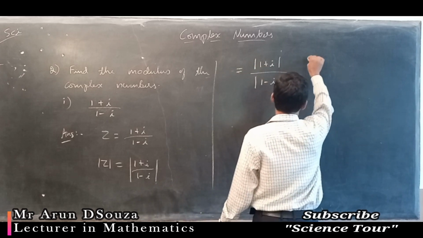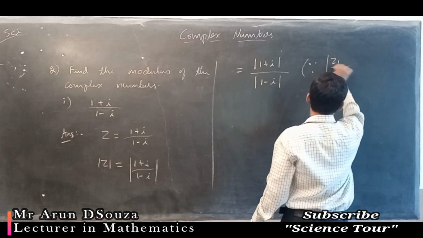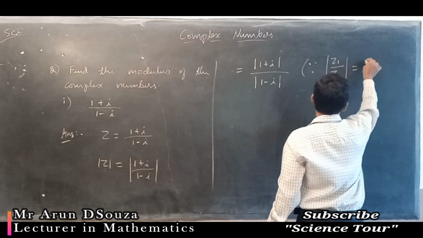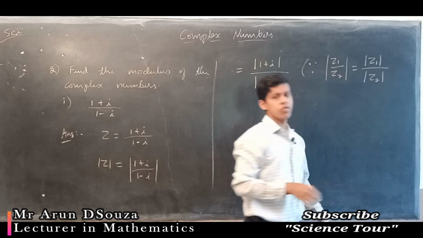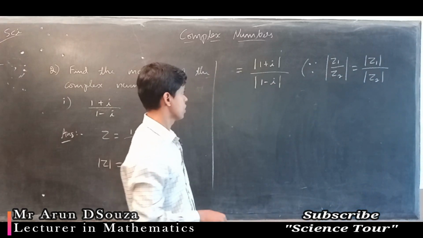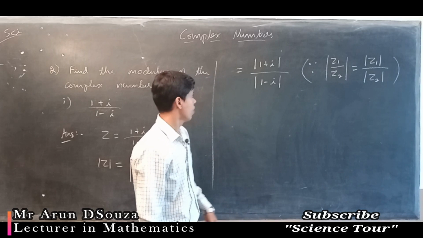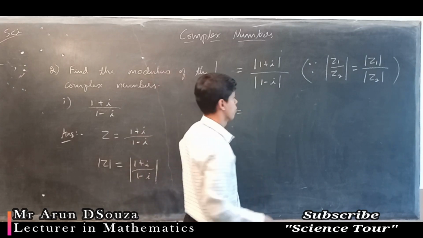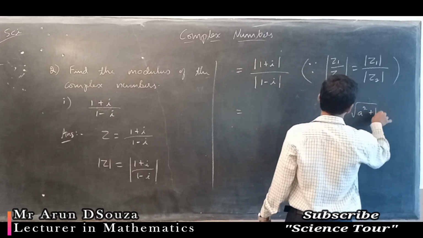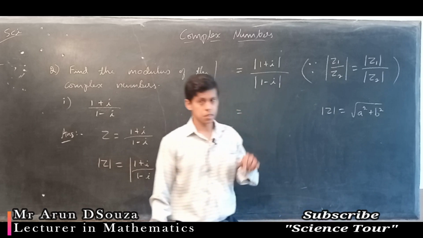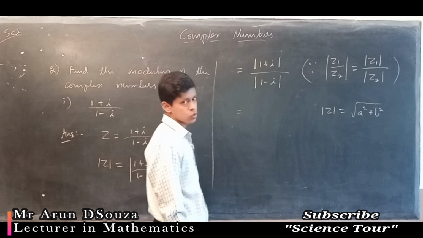What is the reason? Because modulus of z1 divided by z2 is equal to modulus of z1 divided by modulus of z2. Okay, so that is the reason here. Well, so now what is the modulus formula? Modulus formula is square root of a square plus b square. Remember modulus and conjugate? Well, so modulus is square root of a square plus b square.